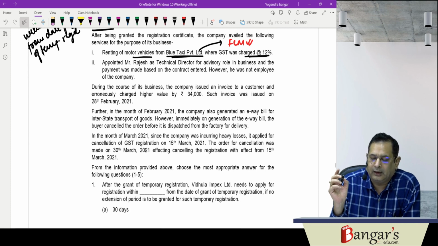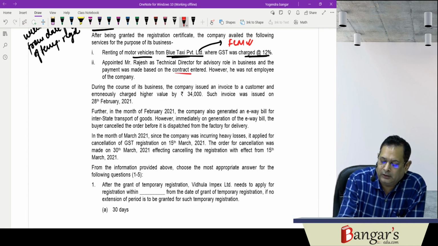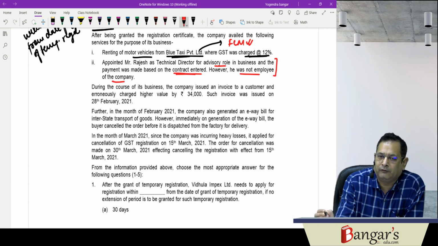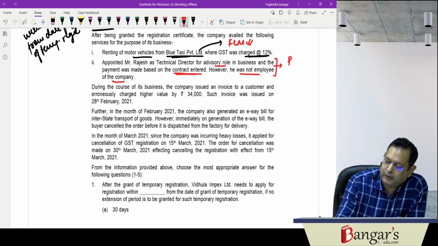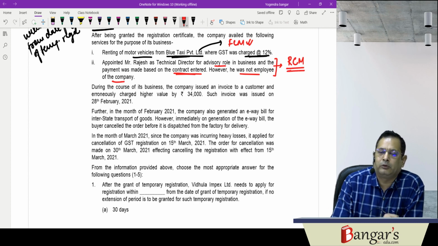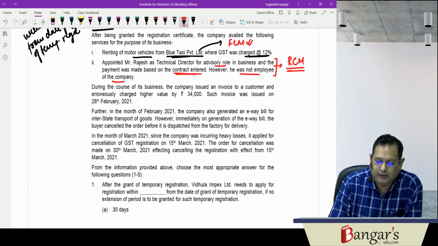Then next, appointed Mr. Rajesh as a technical director for advisory role in the business, and payment was made on contract entered. Now here Rajesh is a director of the company. However, he was not an employee of the company. In case he had been an employee, whatever remuneration is received in the capacity of an employee is exempt from GST. But he is not an employee, so whatever services are provided by Rajesh as a technical director to the company, it will be chargeable to tax under reverse charge mechanism.